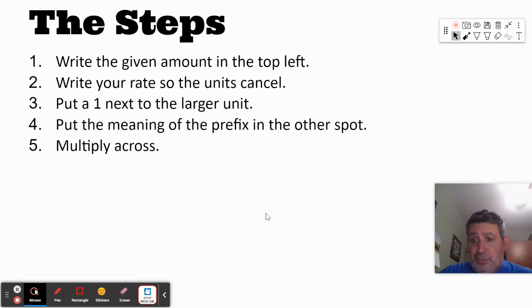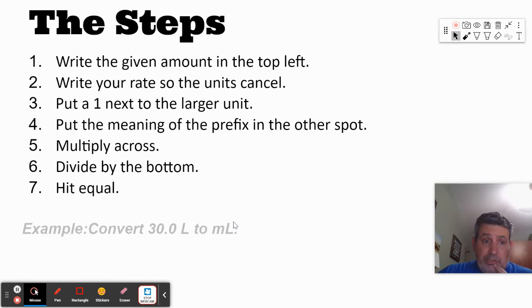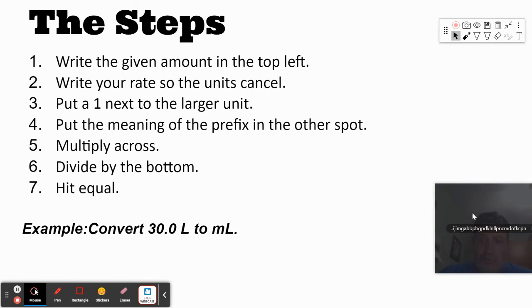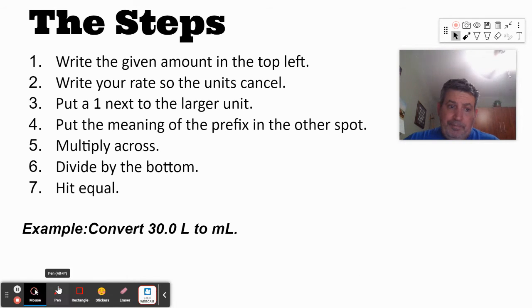I multiply across the top of the dimensional analysis setup, and then I divide by the bottom number. If it's a 1 in the bottom, don't waste your time. Okay. And the last thing I do is hit equal. Okay. So let's look at how to set up this one. It says convert 30 liters to milliliters.